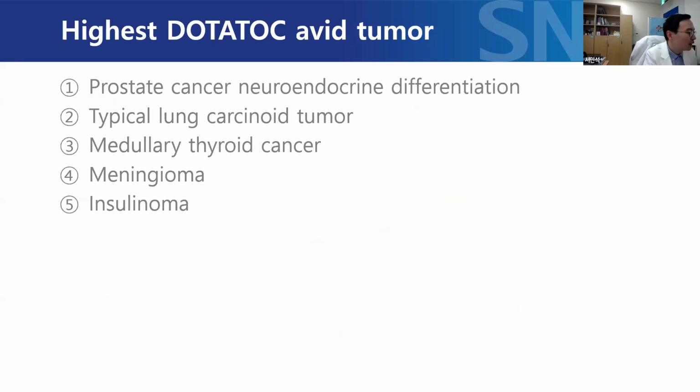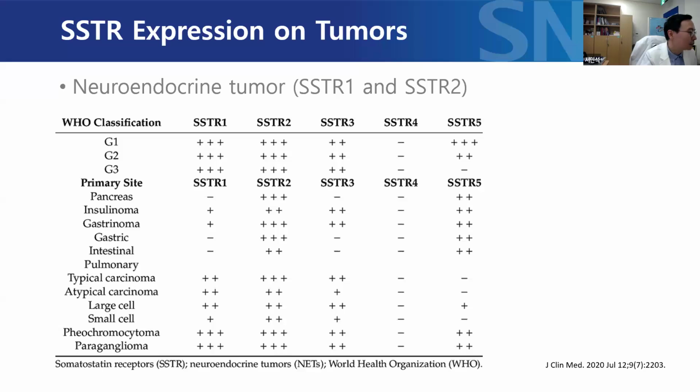Actually, all of these tumors can express somatostatin receptor to some extent, so which might have the highest avidity? You might need to know how tumors show the somatostatin receptor expressions. This slide shows particularly somatostatin receptor 1 or 2 different expression across different neuroendocrine tumors by WHO grade and primary sites.